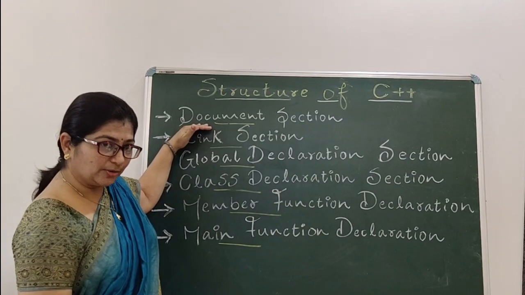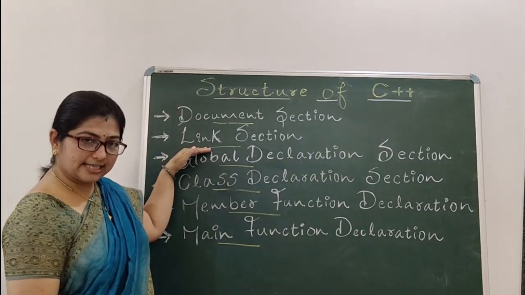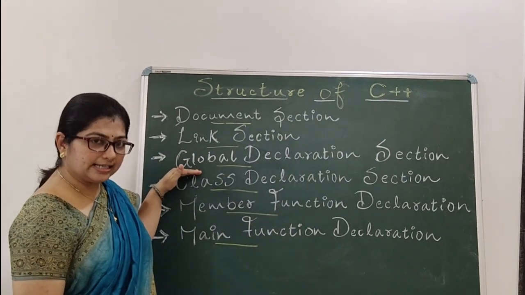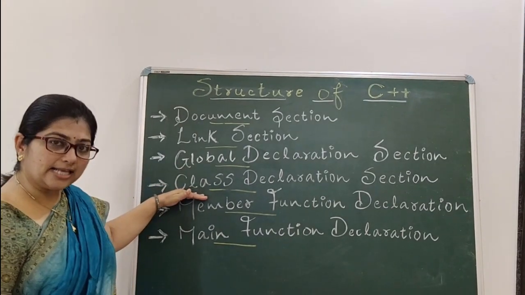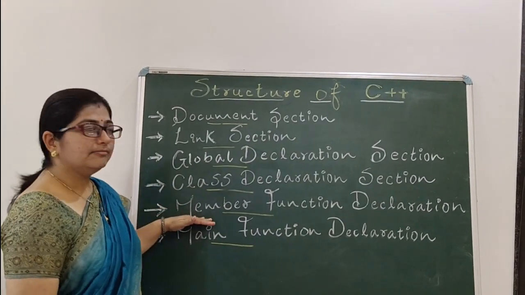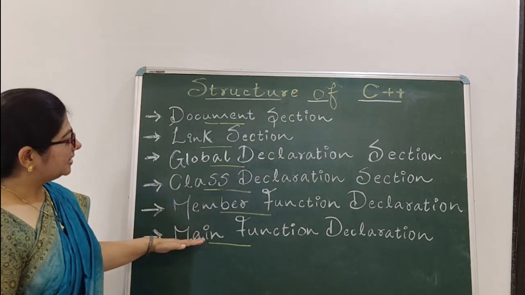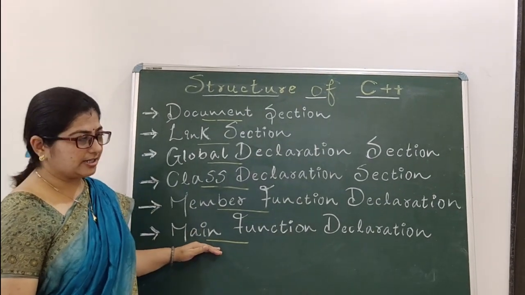First of all, we have document section, then link section, then global declaration section, then class declaration section, then member function declaration, and at last main function declaration.